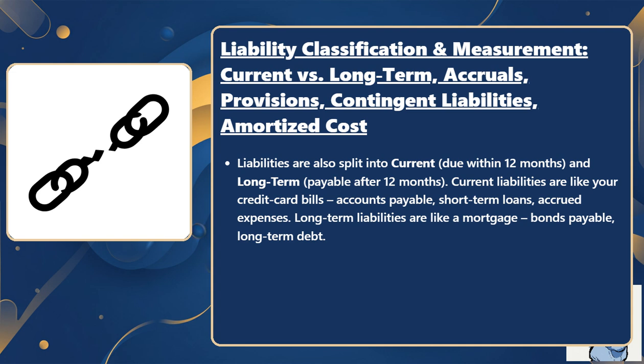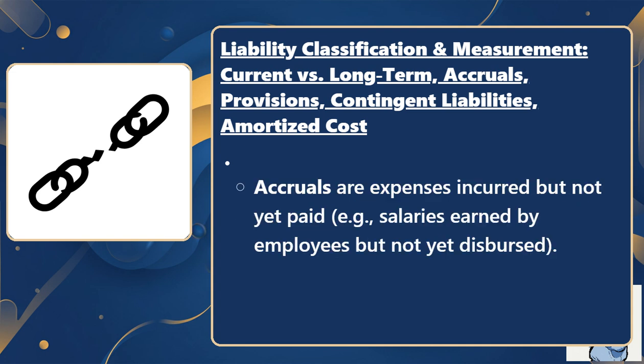Liabilities are also split into current, due within 12 months, and long-term, payable after 12 months. Current liabilities are like your credit card bills: accounts payable, short-term loans, accrued expenses. Long-term liabilities are like a mortgage: bonds payable, long-term debt. Accruals are expenses incurred but not yet paid, for example salaries earned by employees but not yet disbursed.